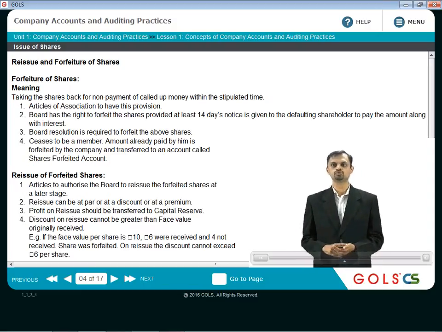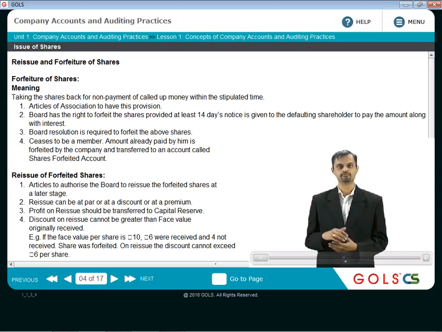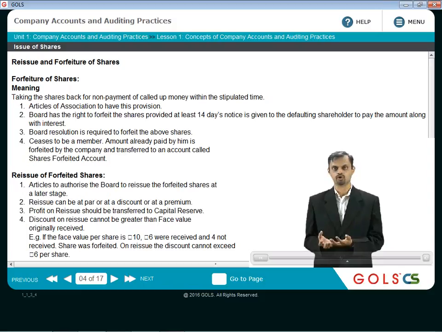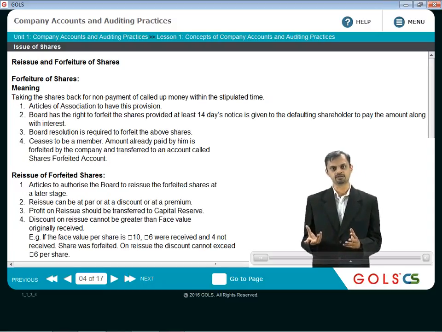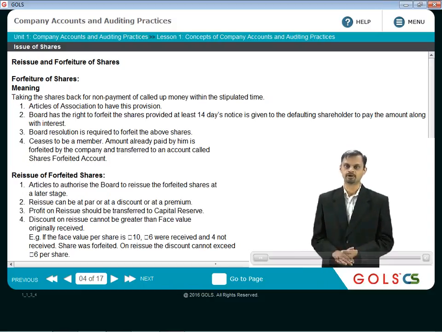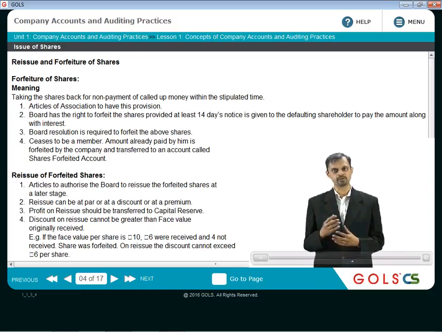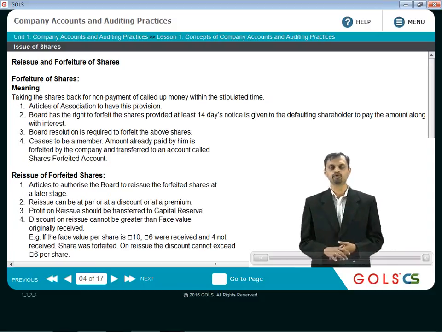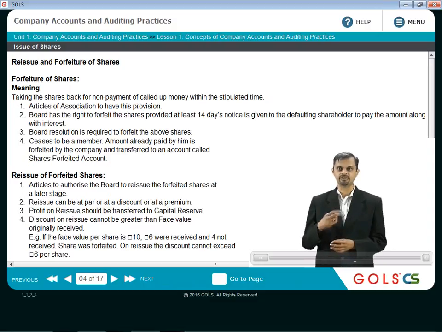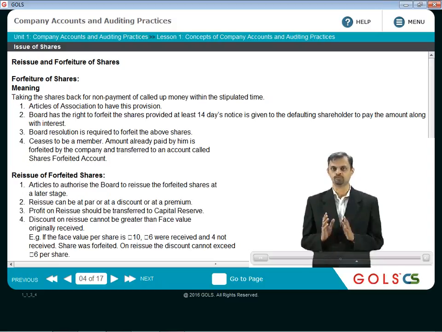So profit on reissue is to be transferred to capital reserve. When the shares are reissued, there is a possibility that the company is receiving extra money on these shares in addition to what the company was supposed to receive at the time of original issue. So this extra money that the company has received is basically nothing but the profit on reissue, which is transferred to capital reserve. Now how do we calculate this profit on reissue? We'll come to that. Another point that you need to remember is that the discount which the company is giving on the reissue cannot be greater than the face value originally received by the company.